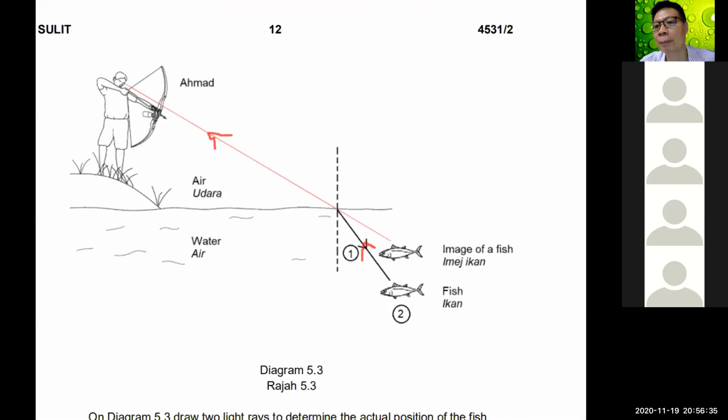Okay, draw this diagram. The line should go into the eyes. Okay, so the arrow should go up. So when the man sees in a straight line, you see the fish here. Yeah, draw the diagram.